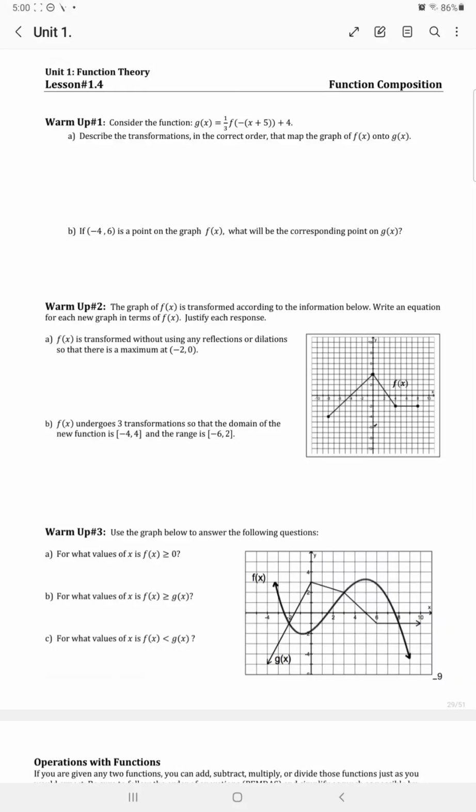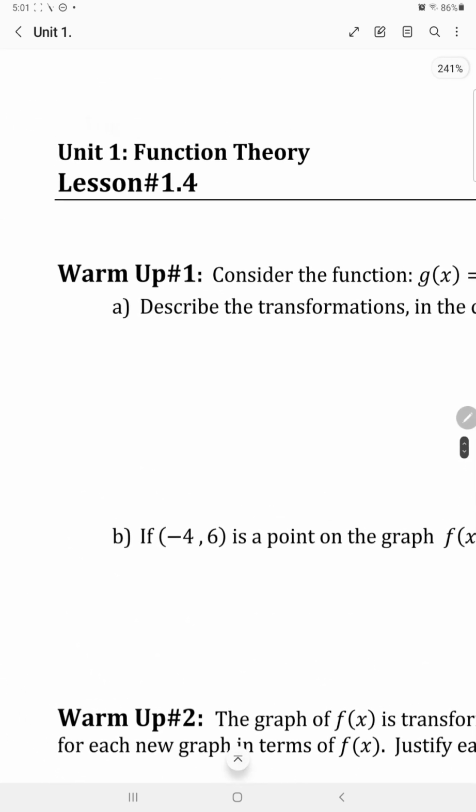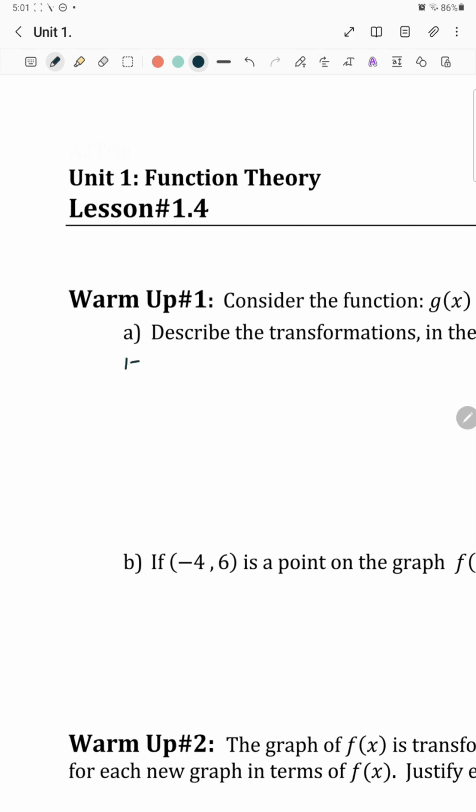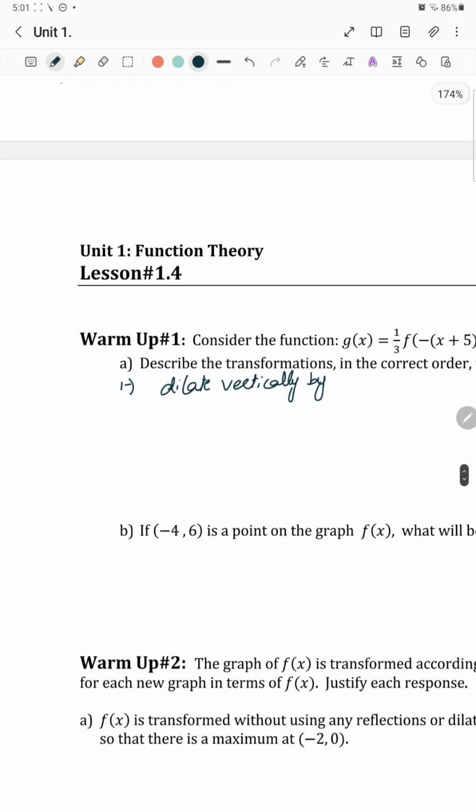Okay. Consider the function g of x is equal to 1 by 3 f of minus x plus 5, plus 4. Describe the transformations in the correct order that map the graph f of x onto g of x. So the first transformation is to dilate vertically by 1 by 3.